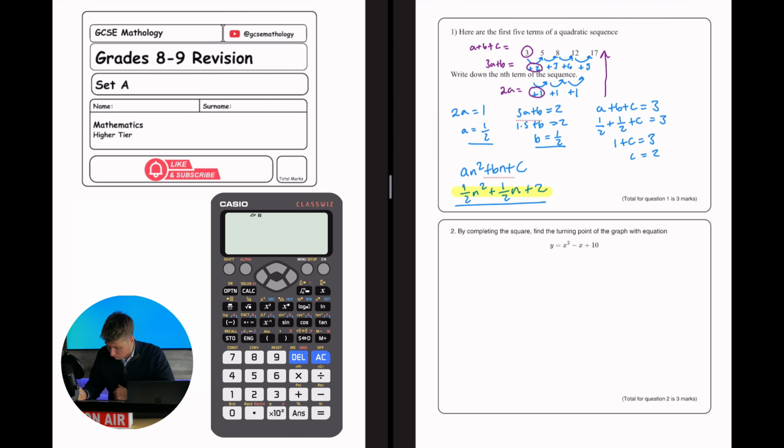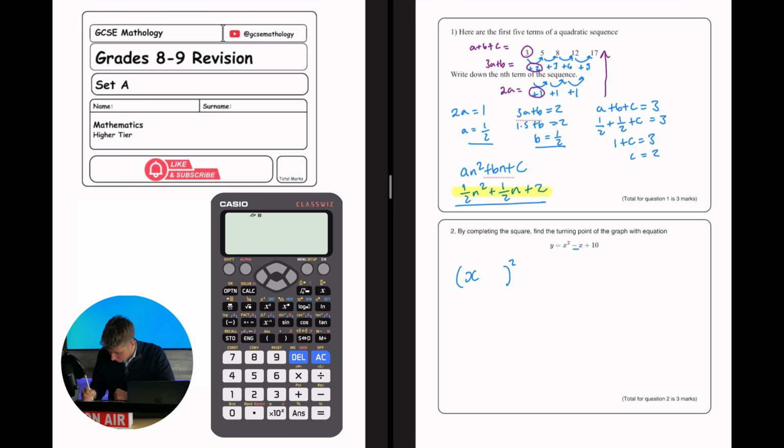Question 2 says, by completing the square, find the turning point of the graph with the equation y equals x squared minus x plus 10. So to complete the square, we first draw our brackets out and then a squared sign outside of the bracket. Inside of the brackets first, we're going to look at the variable that we're considering. In this case, we're considering x's.